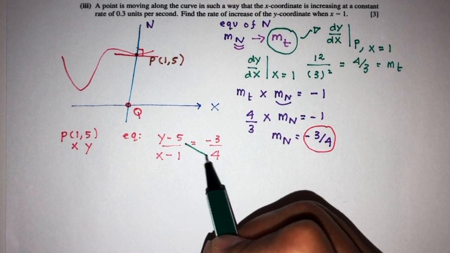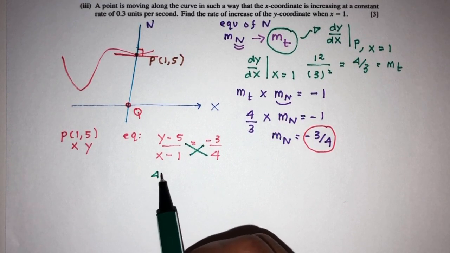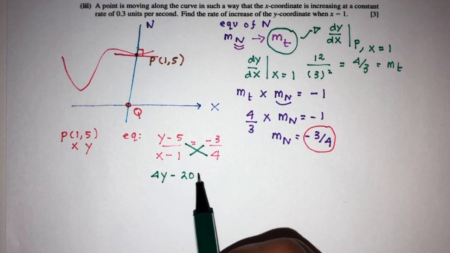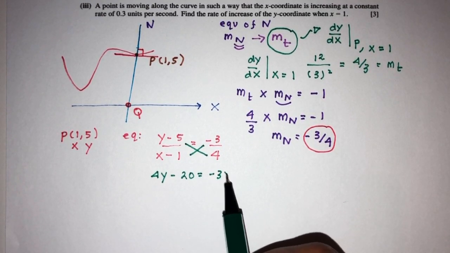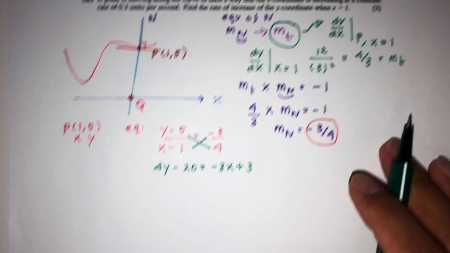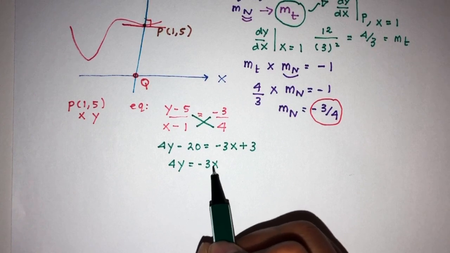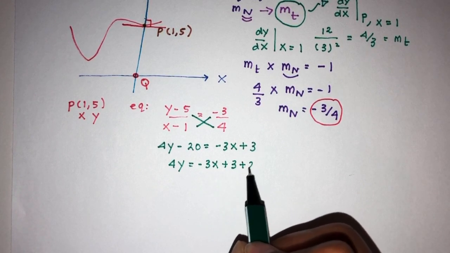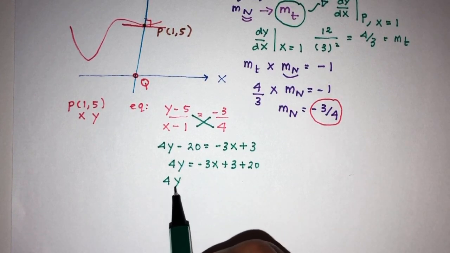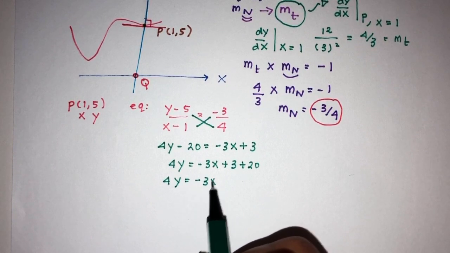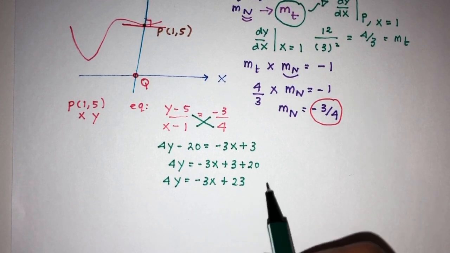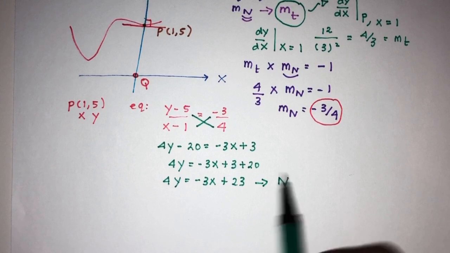Now we can just cross multiply. You will have 4y minus 20 equals minus 3x plus 3. So you have 4y is equal to minus 3x plus 3 plus 20. So 4y will be minus 3x plus 23. This is my equation of the normal.